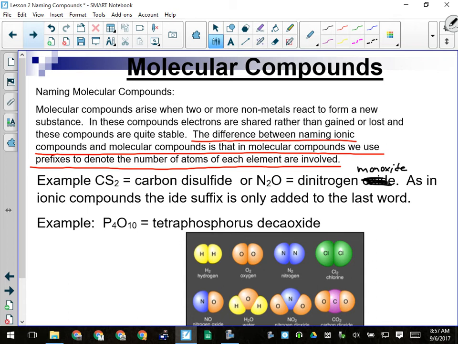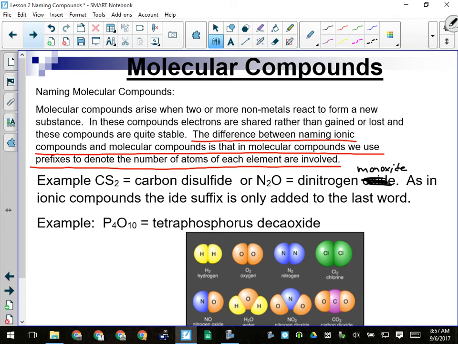I don't go like carbide disulfide. I don't put "ide" on both of them. I only put "ide" on the second one. Mono only goes on the second one. You'll see here that there's only one carbon, but I didn't put monocarbon disulfide. Mono, for whatever reason, it's just chemists being difficult. They got to have funny rules so people can forget stuff. So mono never goes on the first one, but every other prefix does.